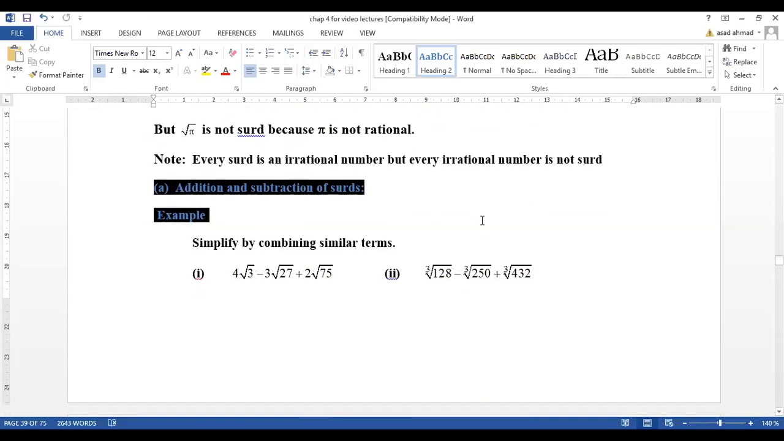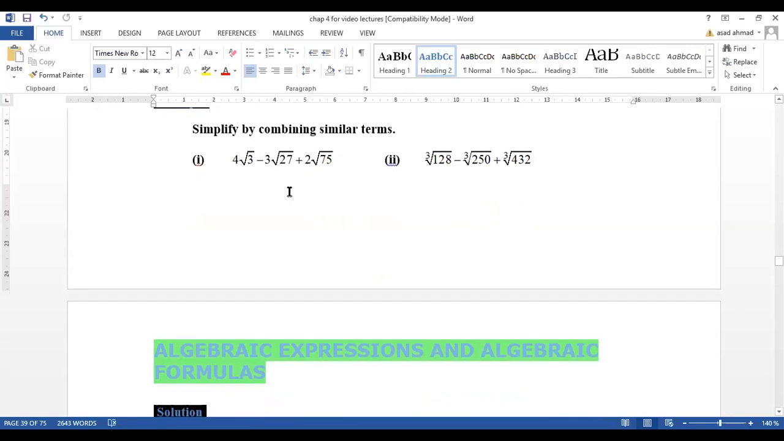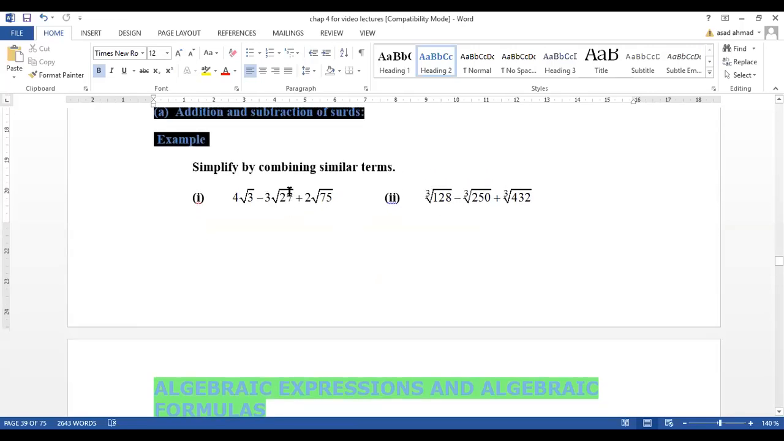So the definition is finished. We are going for the numericals. The procedure is very simple. First, let me show you that whatever is written in similar terms, these are the examples on page numbers 88 and 89, showing how to simplify these types of expressions.